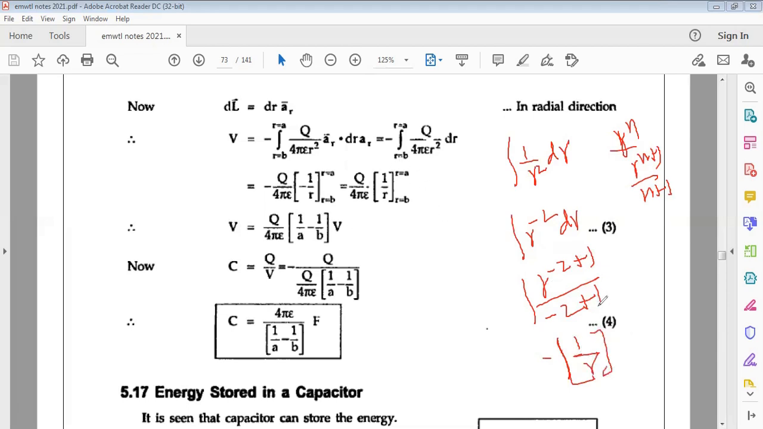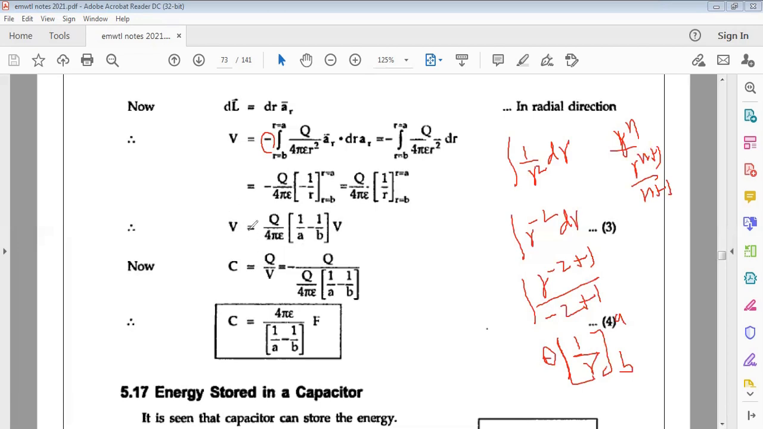With the upper limit A and the lower limit B, we get 1 by A minus 1 by B when substituting the limits. Already there is a minus sign in front, so minus into minus becomes a plus. So V is equal to Q by 4 pi epsilon naught into 1 by A minus 1 by B, volts.